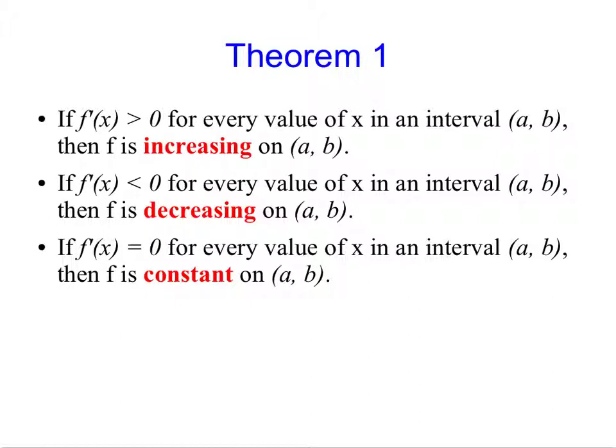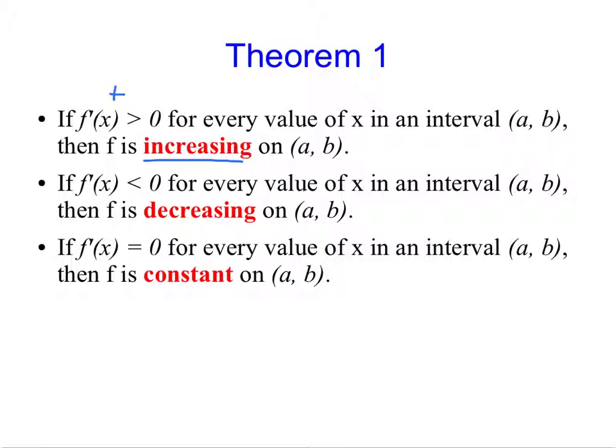And so that leads us to our first theorem. As opposed to a definition, this is a theorem that's been proven. And it says three important facts about the first derivative of a function. If the first derivative, f prime of x, is greater than 0, meaning it's positive, for every value x in an interval ab, then the function is said to be increasing. So a positive derivative gives us an increasing function if that derivative is positive for every point in the interval.